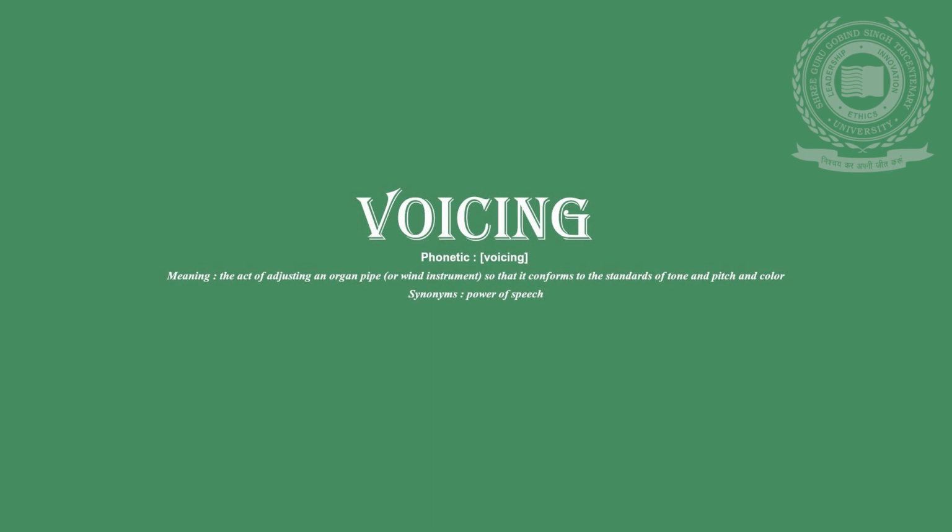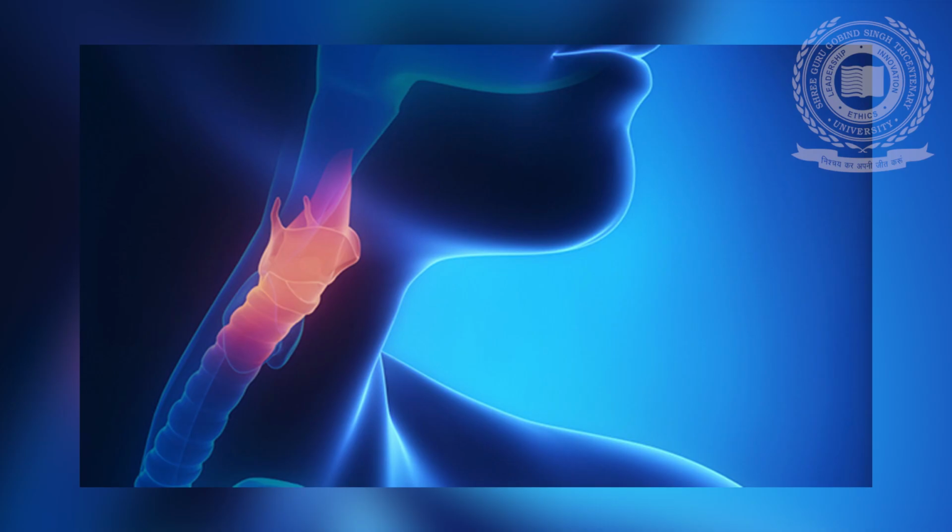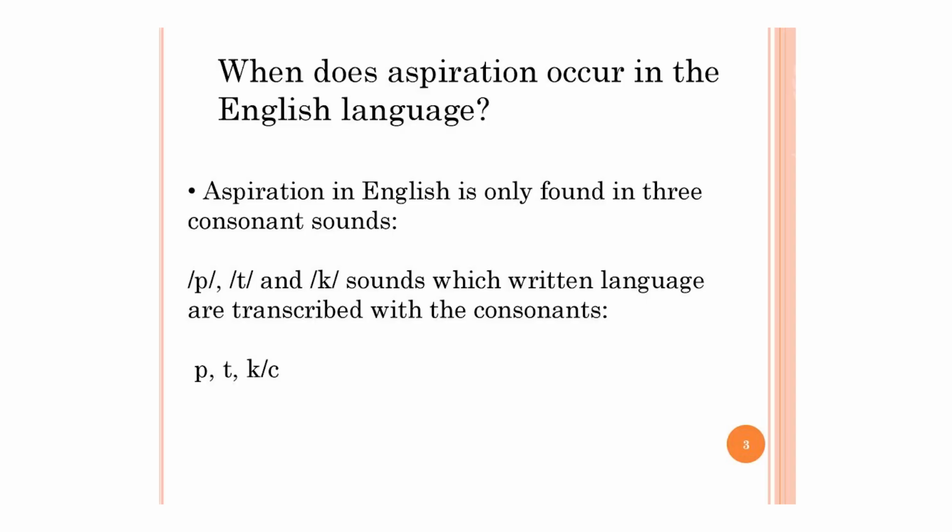Voicing is whether the vocal folds vibrate or not. The s sound is called voiceless because there is no vibration, and the z sound is called voiced because the vocal folds do vibrate. You can feel on the neck if there is vibration. Only 3 sounds in English have aspiration.